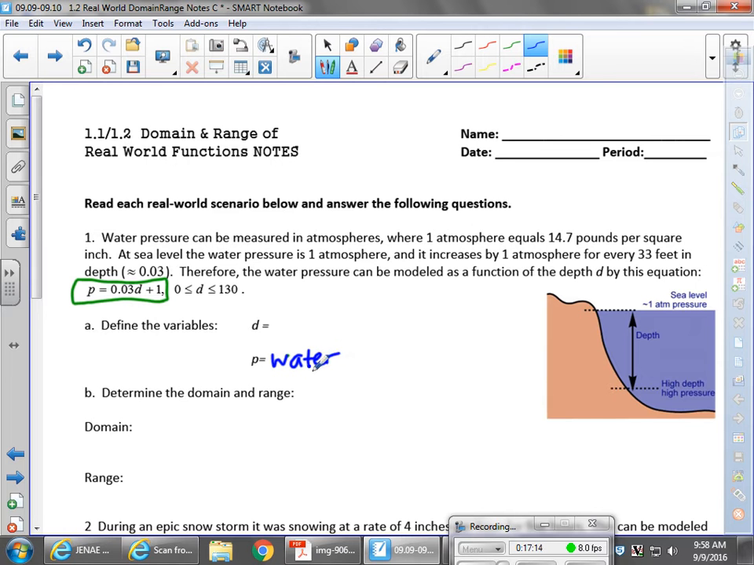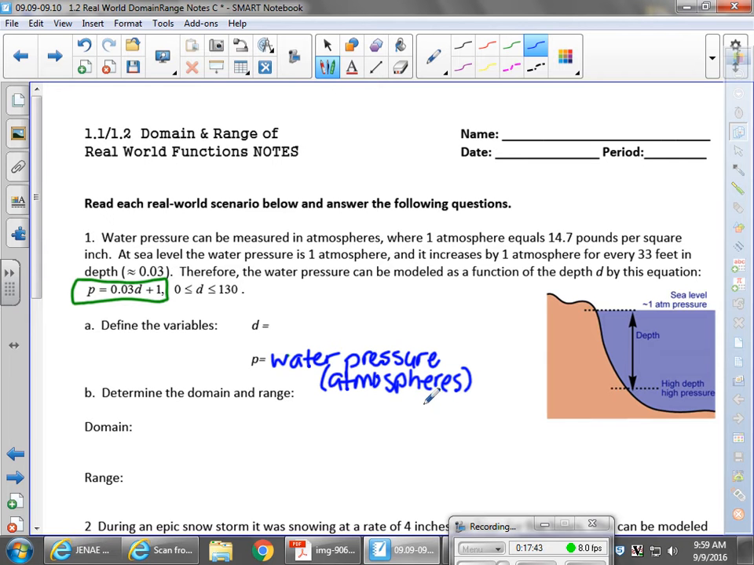Water pressure. How is water pressure being measured? What's that word? It gives me a word here. Starts with an A. Atmosphere. PSI, I think, is pounds per square inch. And we will have real-world scenarios where that is a unit of measure. Here, it's going to be atmospheres. It would be interesting to look up the connection, though, between atmospheres and PSI.